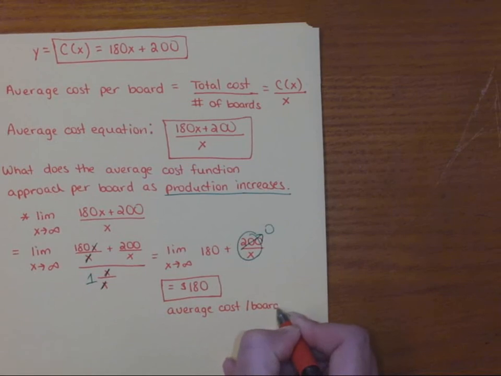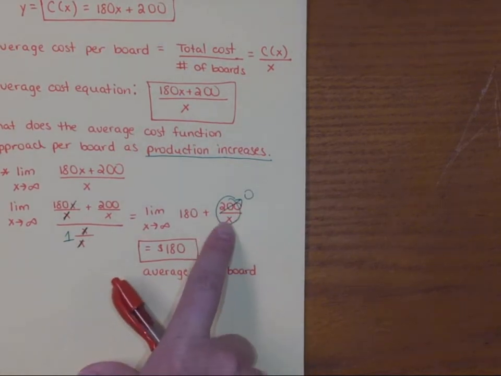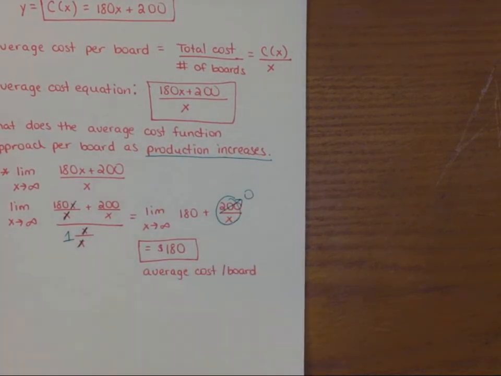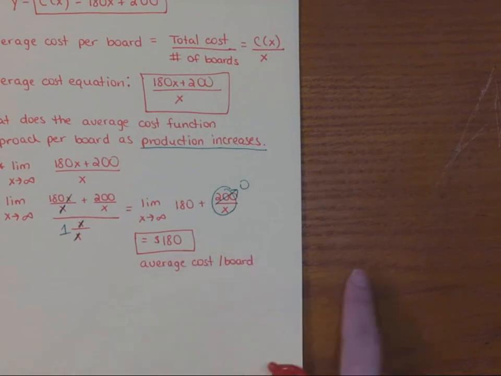So I like to think of it this way. We had a fixed cost of $200, okay? If we only made 2 boards, that fixed cost of $200 would be much more significant than if we made 2 million boards. If you made 2 million boards, then this $200 is getting divided out to each of those 2 million boards, and it's pretty inconsequential, right? So the average cost is going to approach 180, which notice was the same amount as the variable cost per board.